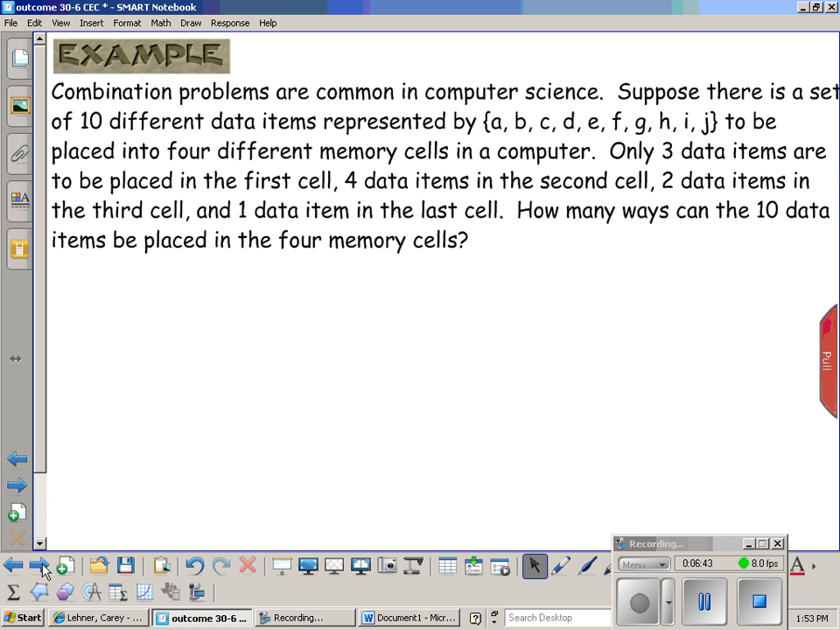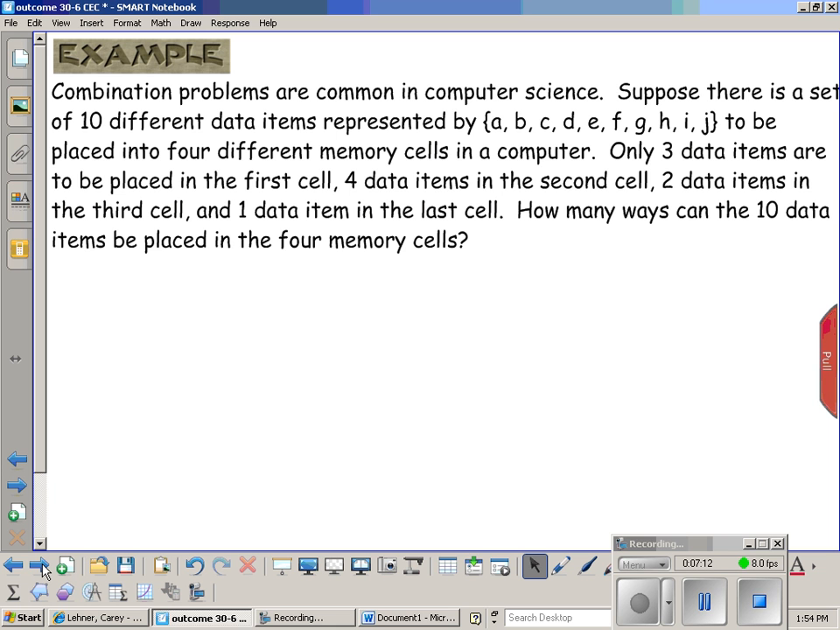Suppose there is a set of 10 different data items represented by A, B, C, D, E, F, G, H, I, J to be placed into 4 different memory cells in a computer. Only 3 data items are to be placed in the first cell, 4 in the second, 2 in the third, and 1 in the last. How many ways can the 10 data items be placed in the 4 memory cells?